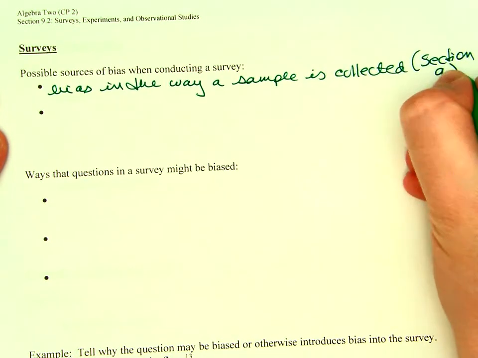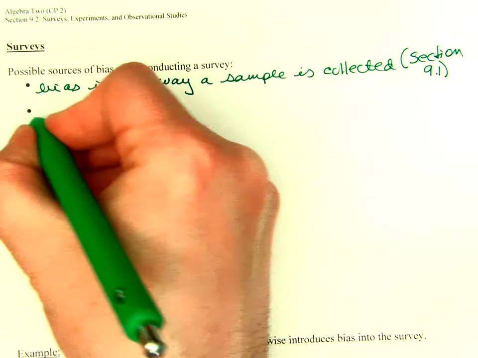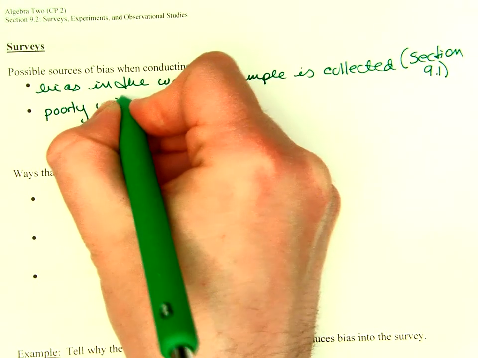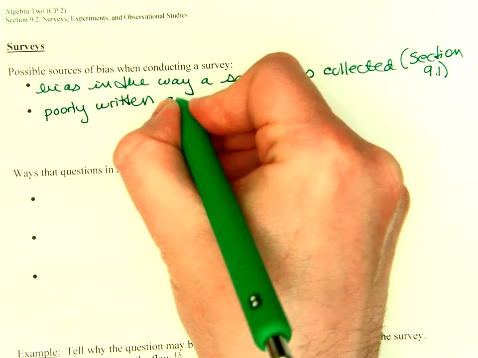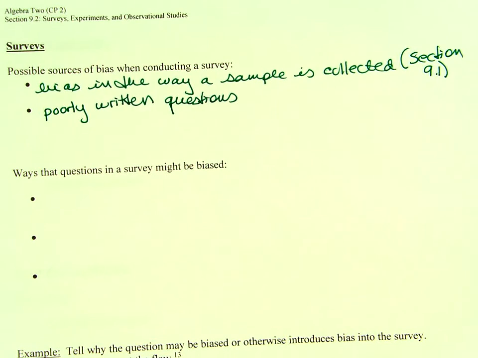We saw that if we go to the library and want opinions on books, we'll get a different response than if we just go to the cafeteria. So we need to make sure that we're getting a good random sample. We're not going to spend more time on that. Instead, we're going to focus on making sure we don't have bias when we're doing a survey because our questions are poorly written. So the other way we could have bias is if our questions are poorly written. We need to make sure our questions are written in a way where there is no bias.